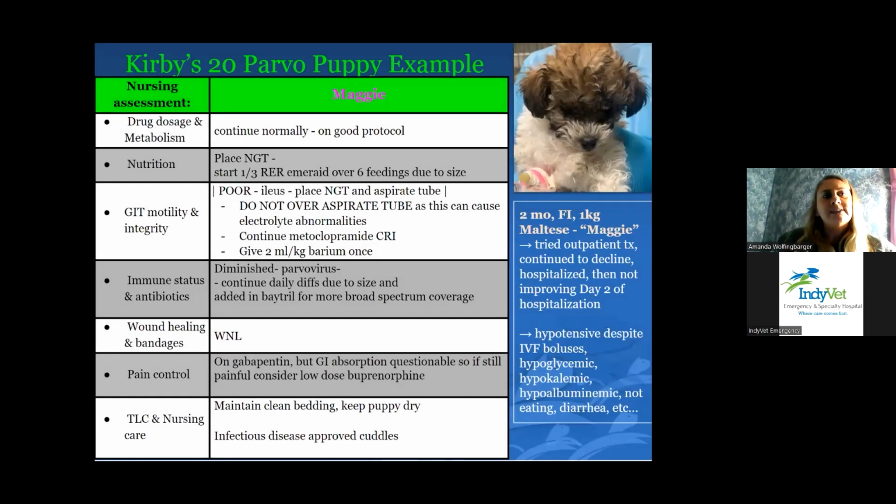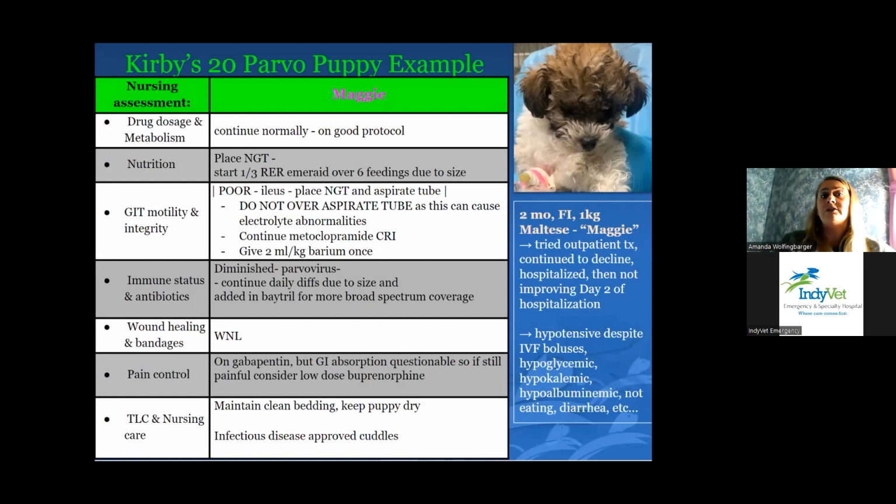And then for our nursing assessment, for our drug dose and metabolism, she was on a good parvo puppy protocol. She was already on the support that she needed to be on, medication wise and fluid wise. At this point she did not have an NG tube, so we placed that. Starting her nutrition was super important. Her GI tract motility and integrity were horrible, because of parvo.